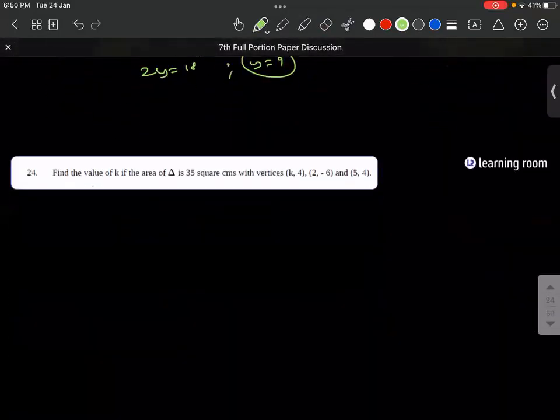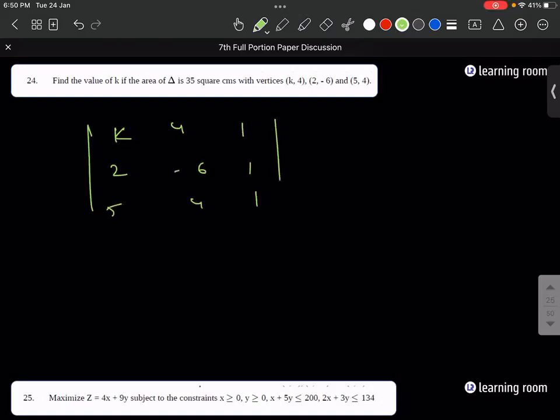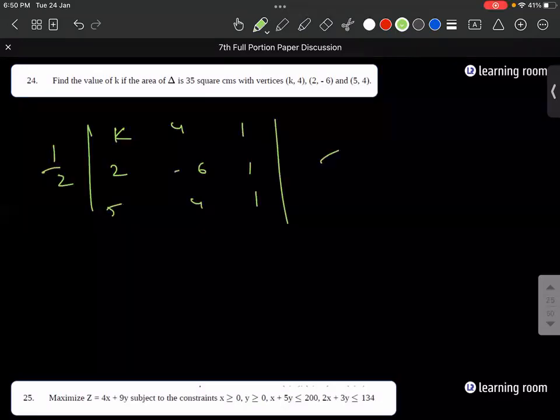Find the value of k if the area of the triangle is 35 square centimeters with vertices k, 4. So what is the answer, guys? Find the determinant of this, k 4 1, 2 minus 6 1, 5 4 1, and multiply this with half. Tell me the answer. Answer, please.